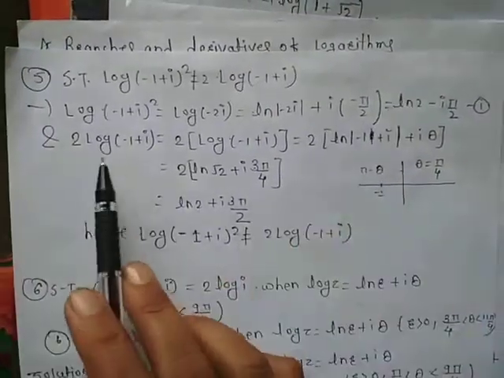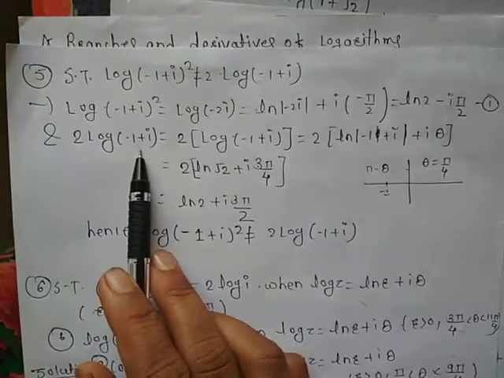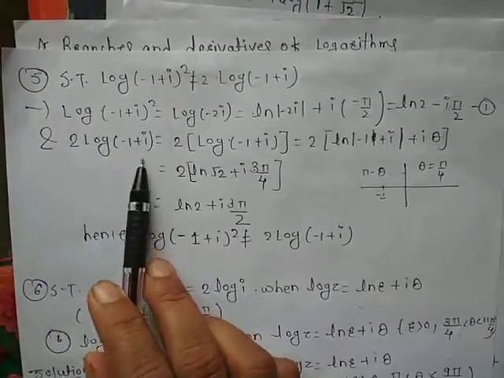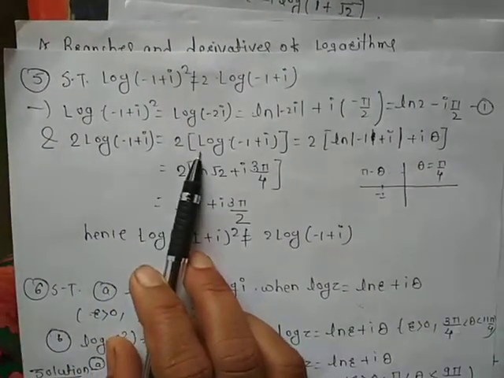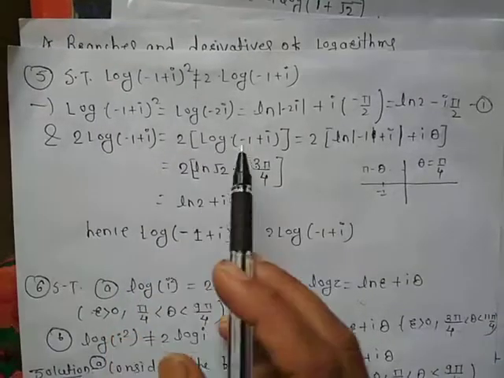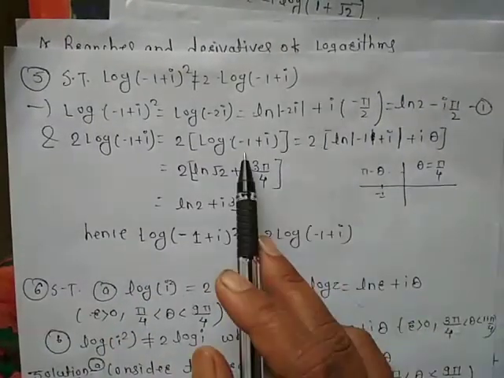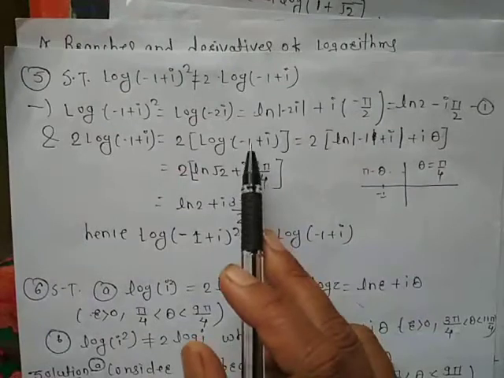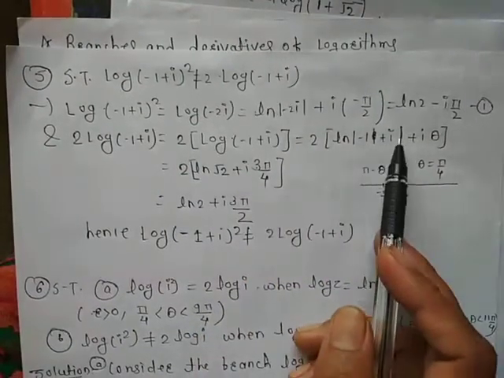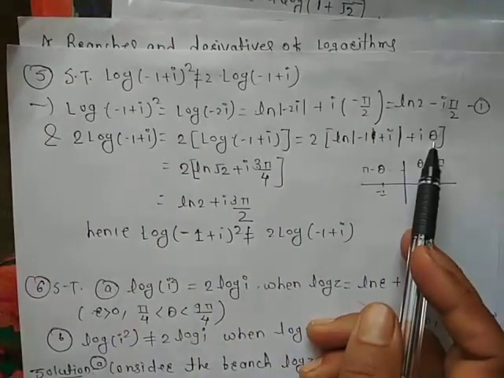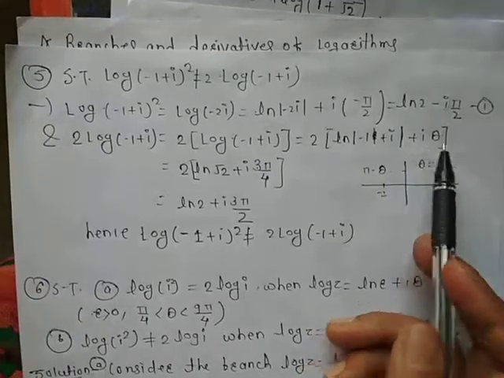Next is 2 into log of minus 1 plus i, which is equal to ln of modulus of minus 1 plus i into theta.